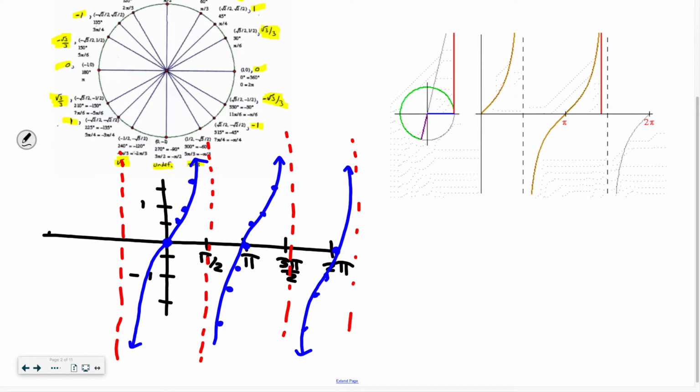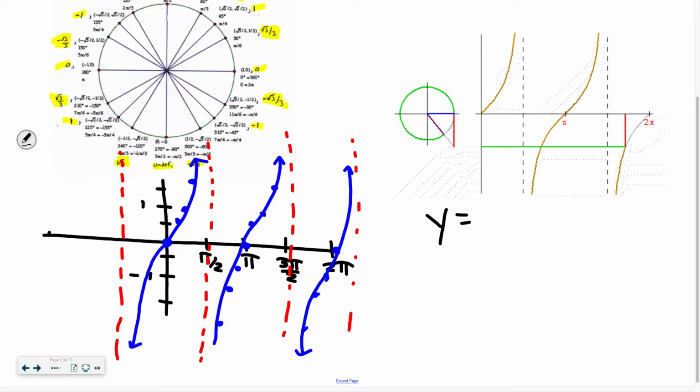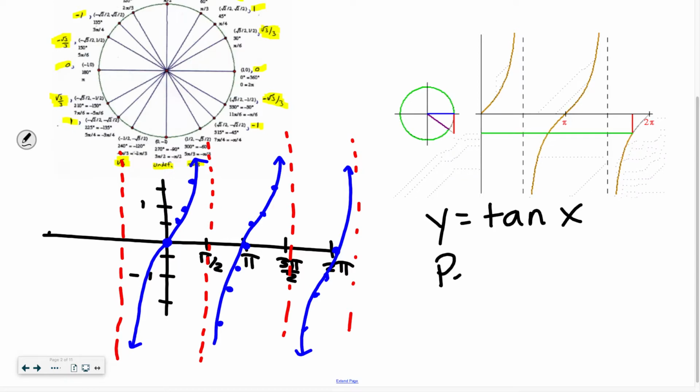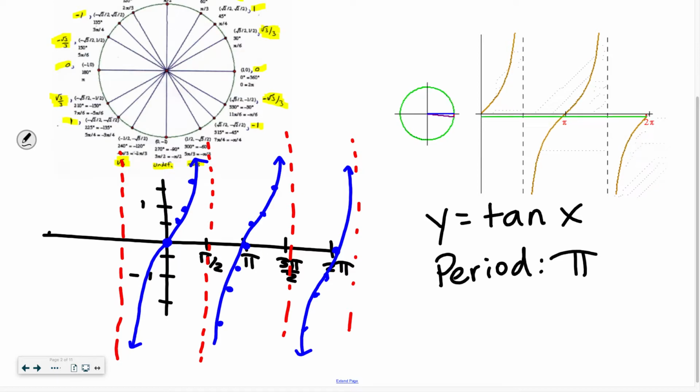So if we're talking about the parent graph y equals tangent x, one important thing to note is that your period is smaller than it is for sine or cosine. So that's going to affect how we calculate periods for all tangent graphs. Instead of doing 2 pi over b, now we'll do pi over b, because it started smaller. We can still horizontally stretch and shrink it, but it starts smaller.